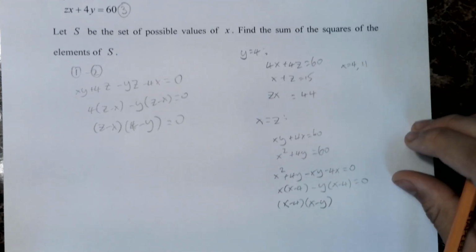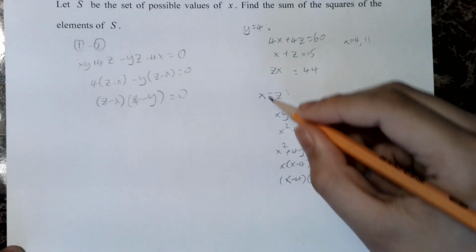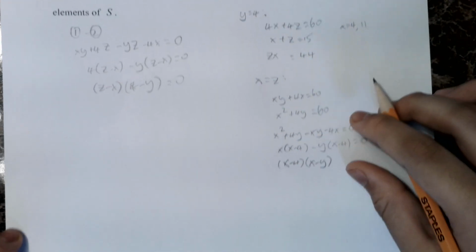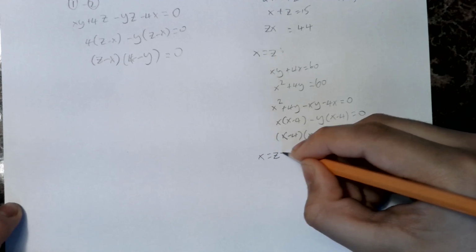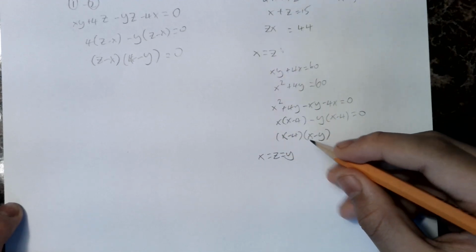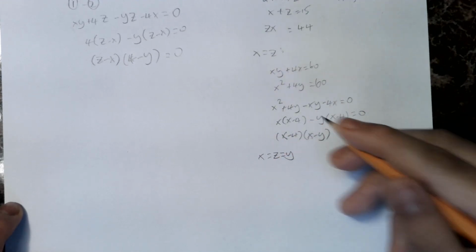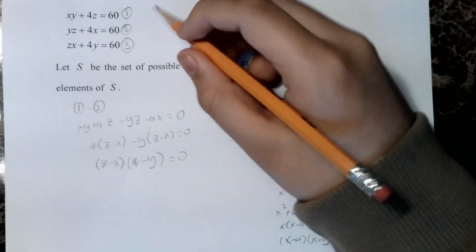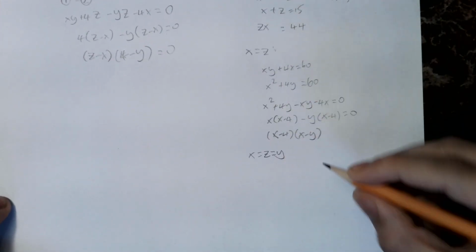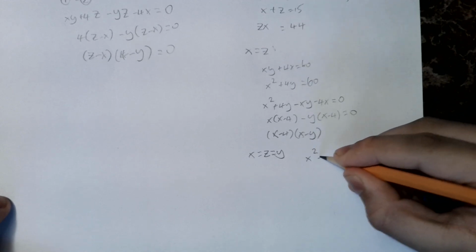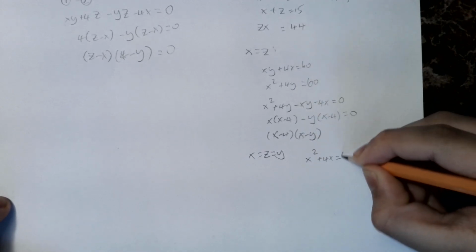So now from this, we can do our third case. So from this, we can push out another case, which is that x is equal to z is equal to y. So in other words, they are all the same. We will plug this into the first equation. So the first equation is this one. We get that x squared plus 4x is equal to 60.